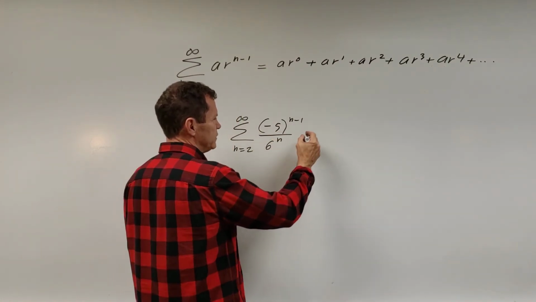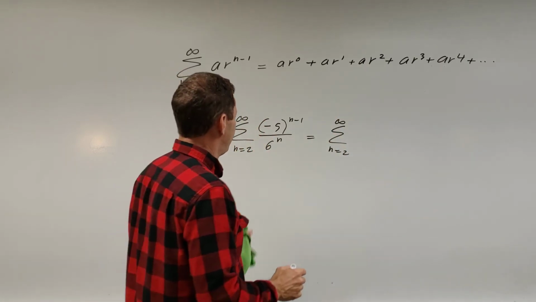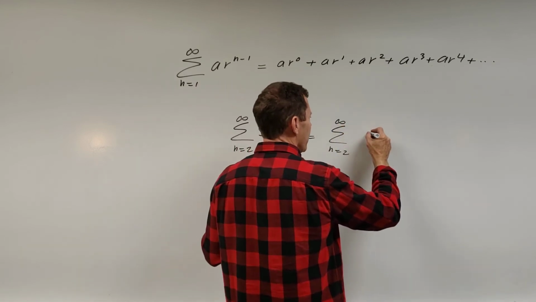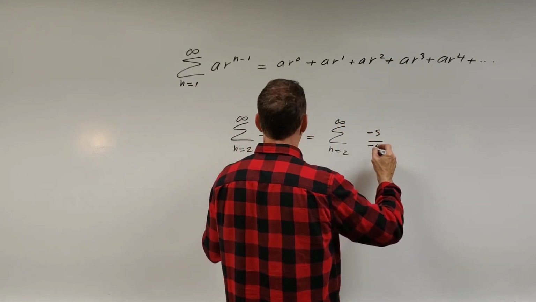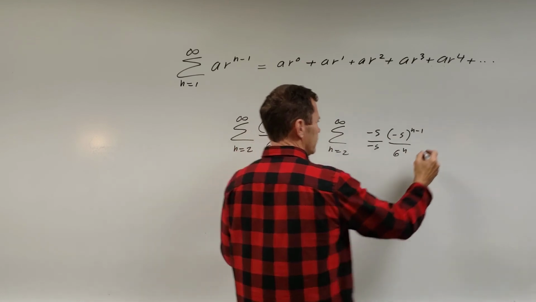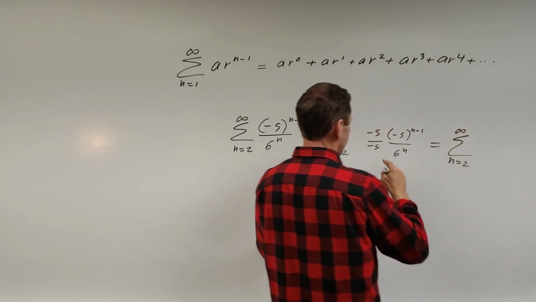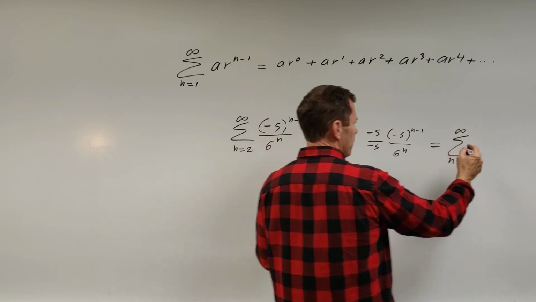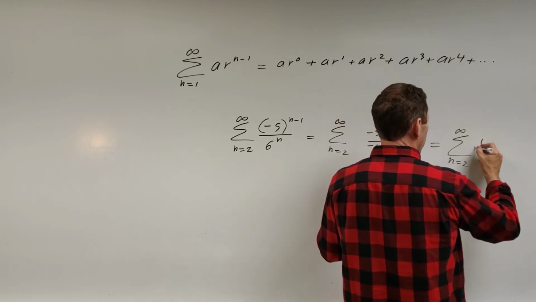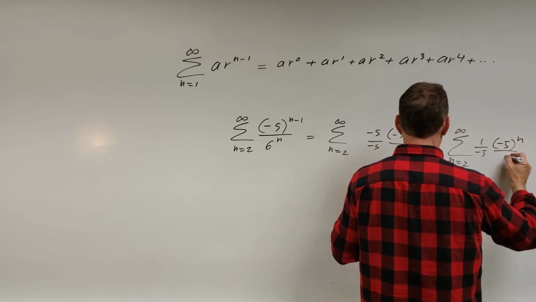First, we got to get these n's to match up. How am I going to do that? I'm going to pull out a 5. So let's say I want that to be n. So I'm going to multiply by negative 5 over negative 5. And then that's going to be negative 5 to the n minus 1 over 6 to the n. Now look at that. That's going to be a summation n equals 2 to infinity. I'm going to put that minus 5 in here, so that's going to be negative 5 to the n. Sorry. I got a 1 over negative 5. I took that minus 5 in, so it's negative 5 to the n over 6 to the n.